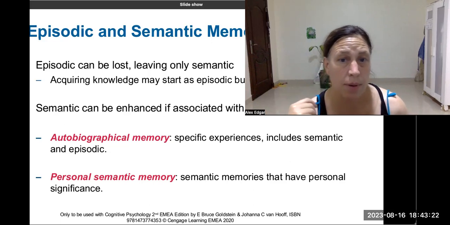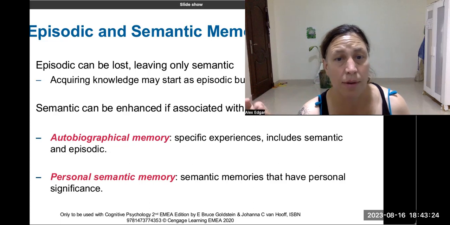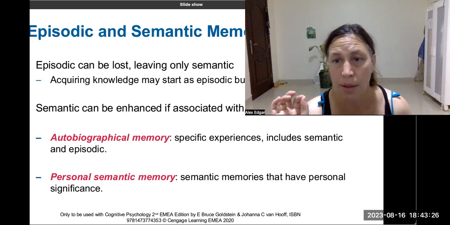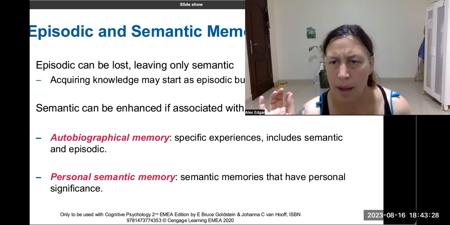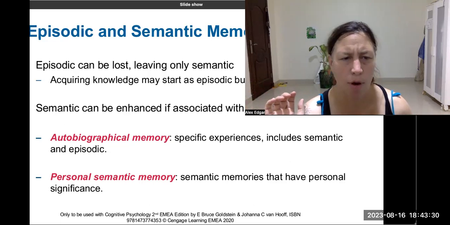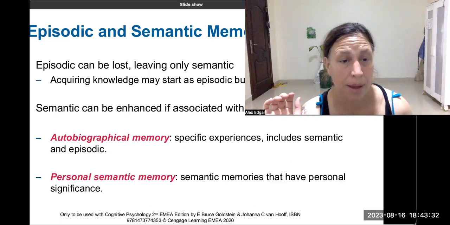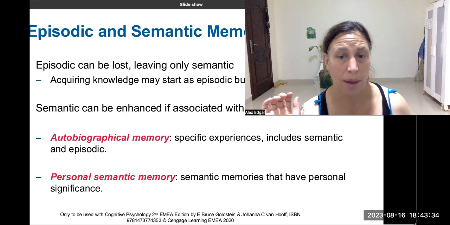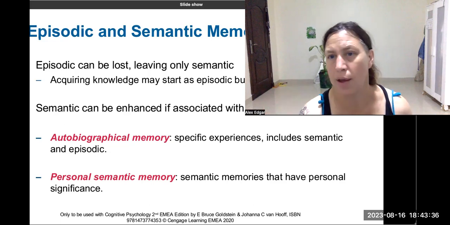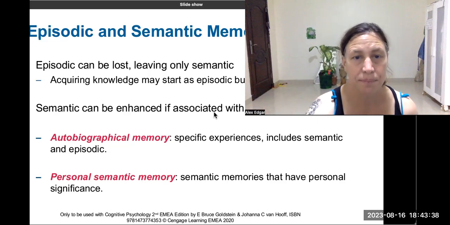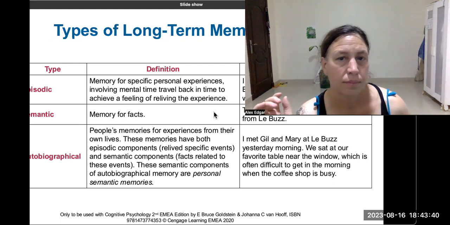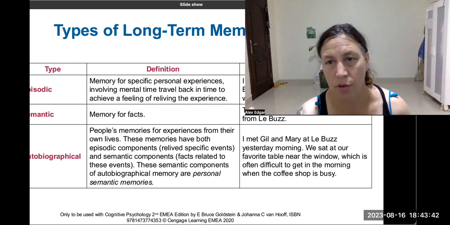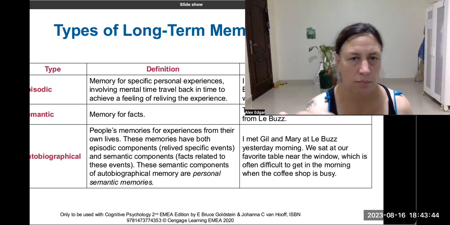Autobiographical is specific experiences and includes semantic and episodic. Like I know I had a donkey, that is semantic. And I remember giving the donkey some grass, and that is episodic. Personal semantic memory is personal history. I had a donkey. It's a fact, not an event.